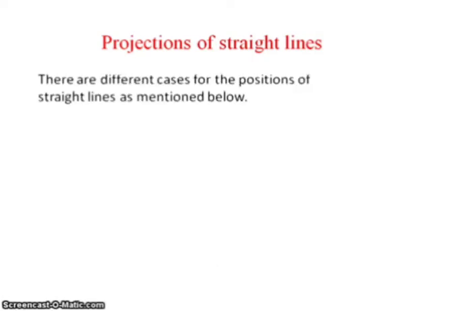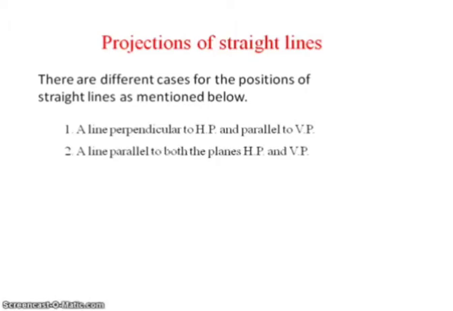And here there are various positions for the straight lines which are placed in the first quadrant. So there are different cases for the positioning of straight lines as mentioned below. The first one is a line perpendicular to the horizontal plane and parallel to the vertical plane. The second one is a line parallel to both planes, the horizontal plane and the vertical plane. So in this condition, how will the front view and top view be?